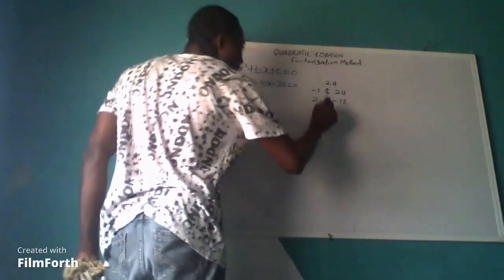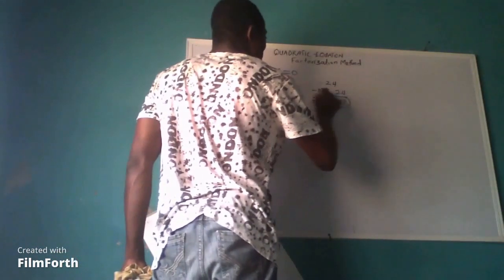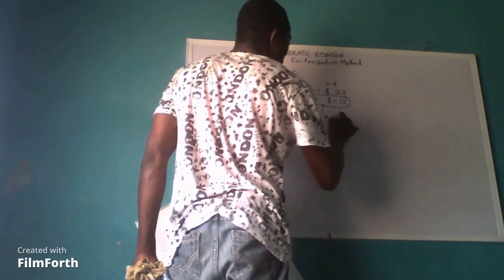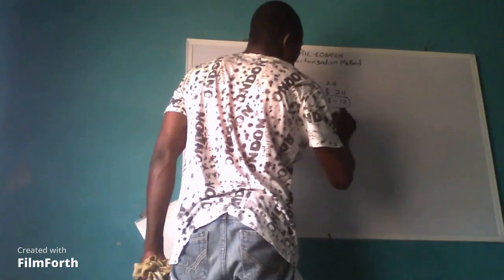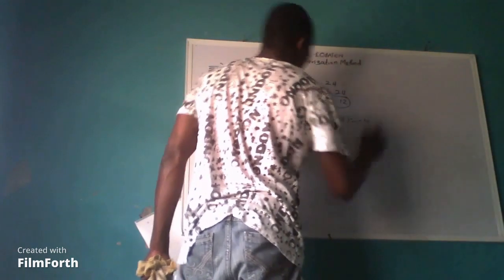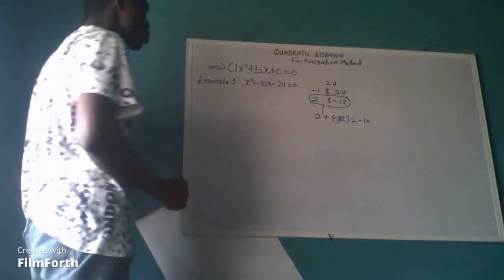2 and minus 12 give us minus 24, and at the same time 2 plus minus 12 is equal to minus 10. These are the factors that we are looking for, 2 and minus 12.